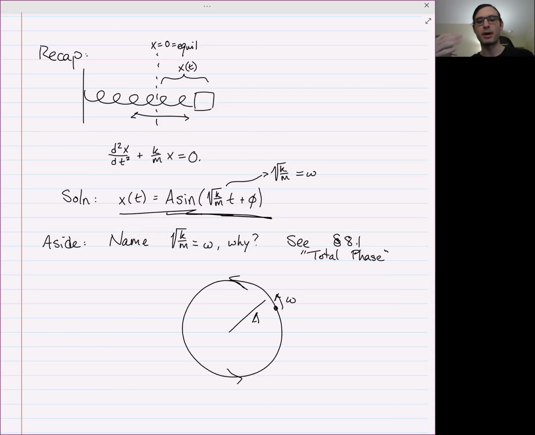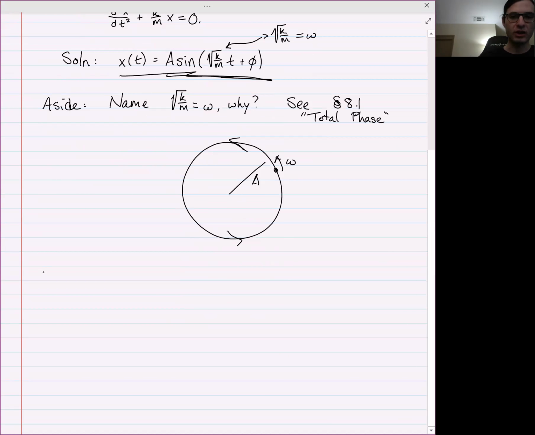But just for now, keep in mind that the omega that I will often write here is not an angular speed. It doesn't tell us how fast something is moving in a circle. It just has the same name as something that does. And we'll give it a different name in a minute.